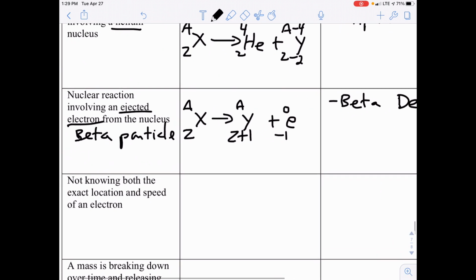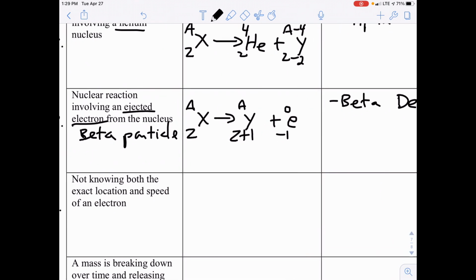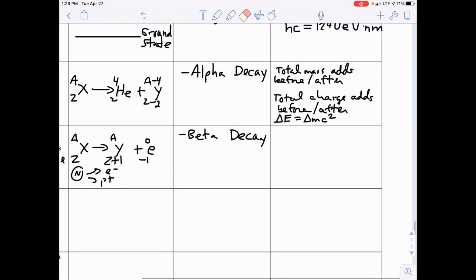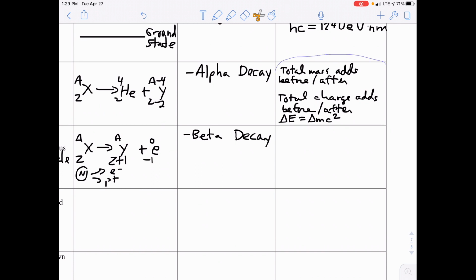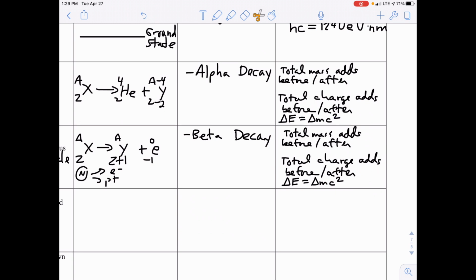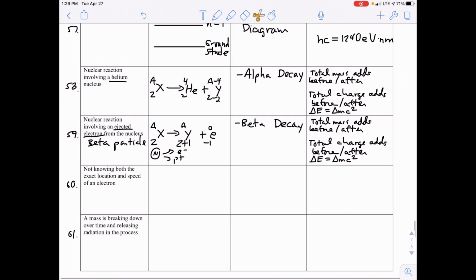And the way it works essentially is we don't always have electrons orbiting the nucleus. The neutrons that are in a nucleus actually break up into beta particles, which are these guys here, and protons. So one more proton actually adds to the protons that were already here, which is why the number increases. Similarly, total mass needs to add before and after the nuclear reaction. Total charge, total atomic number needs to add before and after.